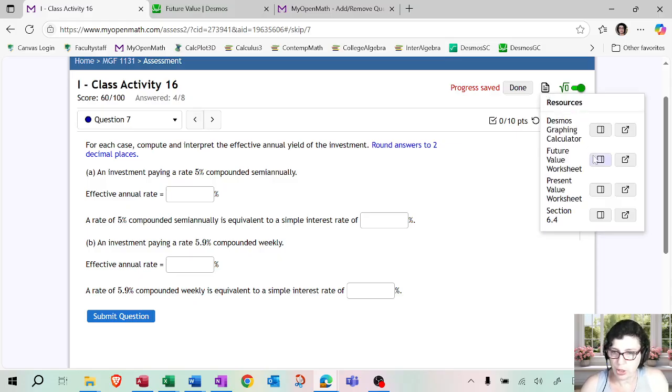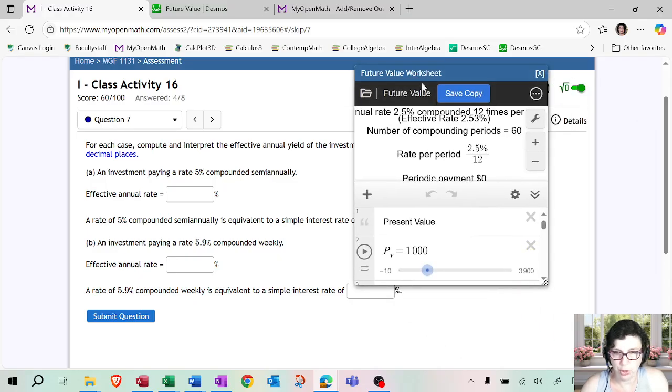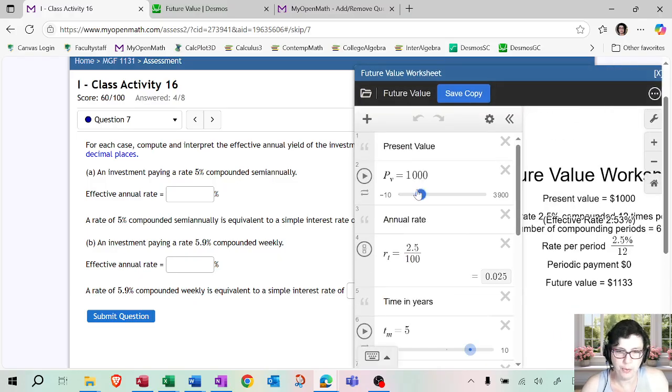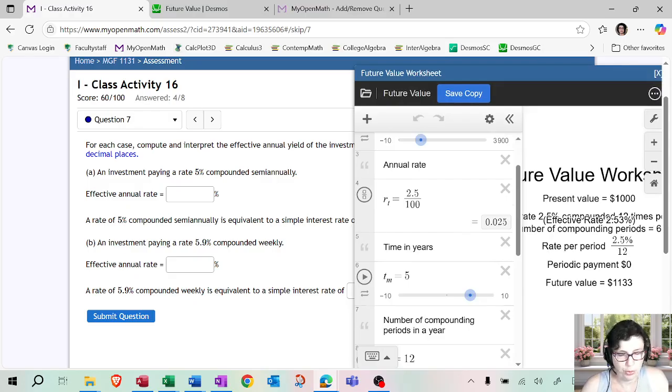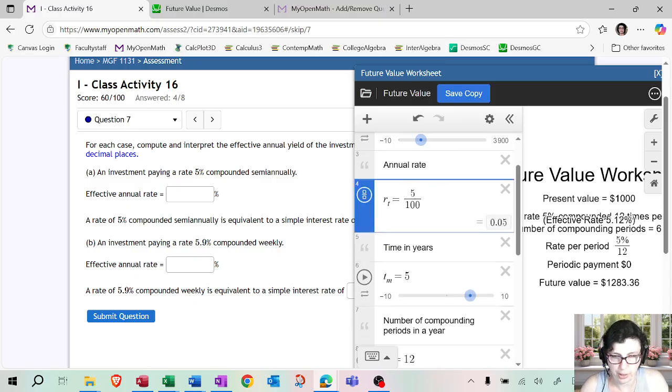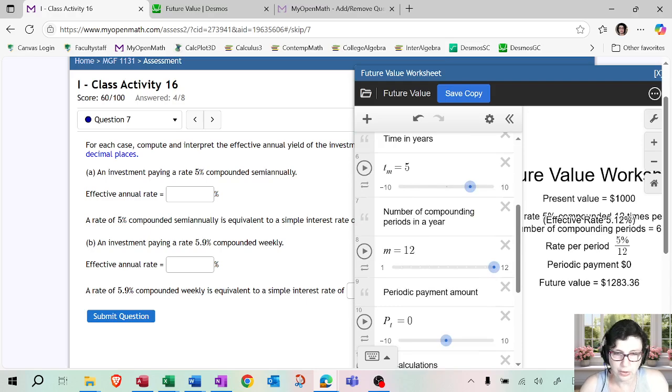Now, in my worksheet, you can use the future value worksheet or the present value worksheet. It actually computes it for you. So let me show you how to do that. So let's say it's 5% compounded semi-annually. So you're just going to change the rate to 5%. And you do not care about the years. You can leave them as whatever they are.